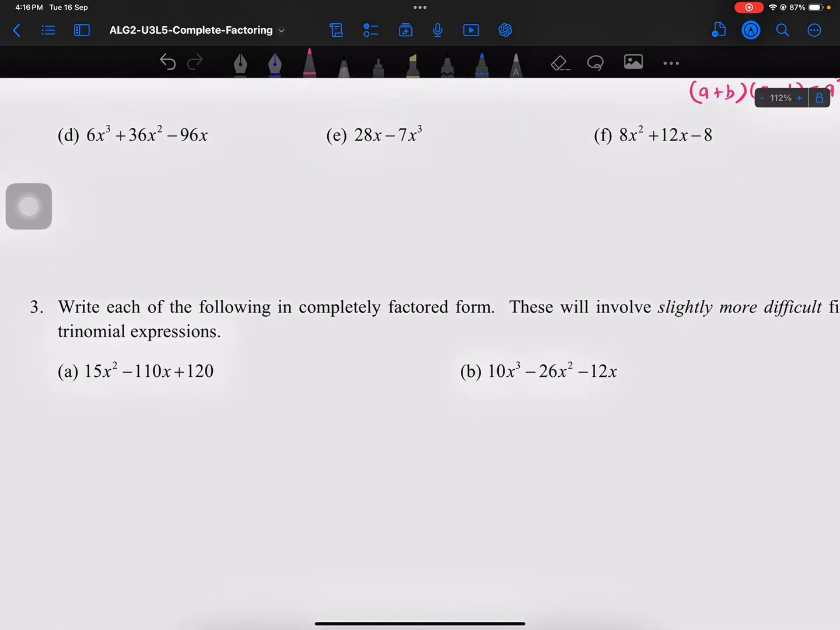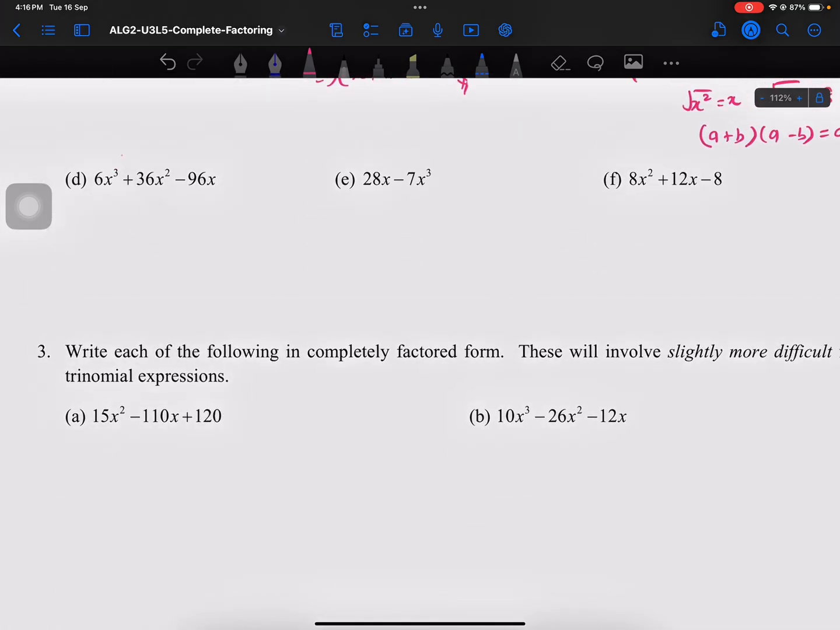Let's go to D. So D, you can see in the highest power, every term has x. So you can take out x and 6. So our GCF should be 6x. 6x times 6x becomes 36x squared, and then minus 16.